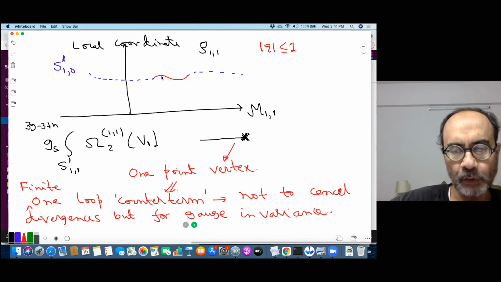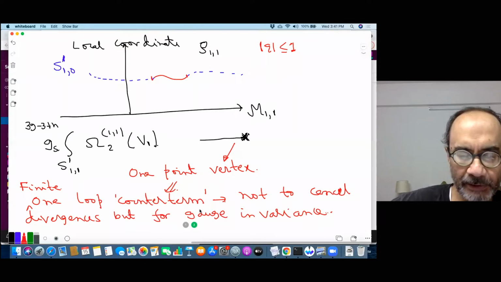But of course, if we only take this part of the section, then the total derivative will give boundary terms from these two artificial boundaries. So the purpose of adding the rest of the section, the S prime 1 0, is so that you don't get any boundary. You integrate over the full section, and that's the way you see that we need this part for gauge invariance. So this is important.